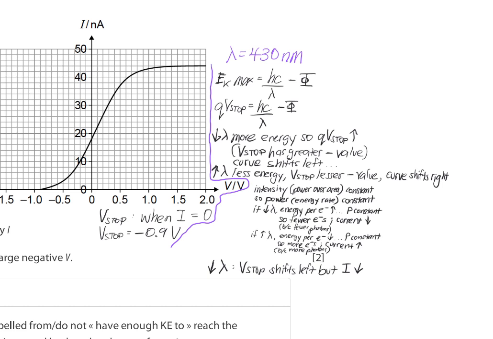Decrease in wavelength is going to shift the stopping voltage to the left, to a greater negative value, but it's going to produce less current. If I increase the wavelength, the stopping voltage is going to shift to the right, and so the curve is going to shift to the right, but the current's going to go up. But what happens as a result of this is that the area under the curve is going to remain constant.